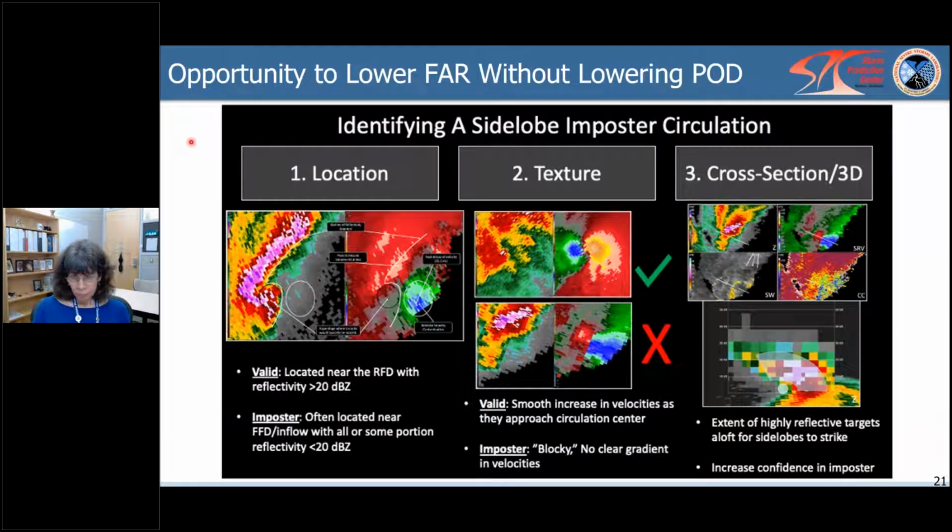Then this is a helpful chart from our paper to summarize these diagnostic steps in an attempt to lower the false alarm rate without lowering the POD at the same time. So location is number 1 and texture is number 2, with some other things that we discussed. And we suggest that you use the cross-section as a confidence booster. We're not suggesting that a warning forecaster actually be doing the cross-sections. Hopefully you have a partner or somebody else involved that can perhaps do this task.